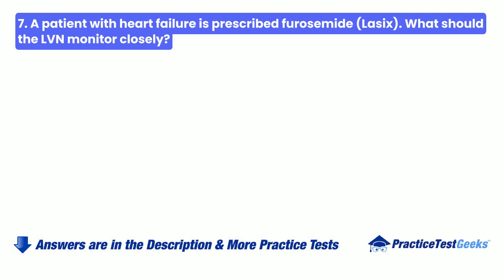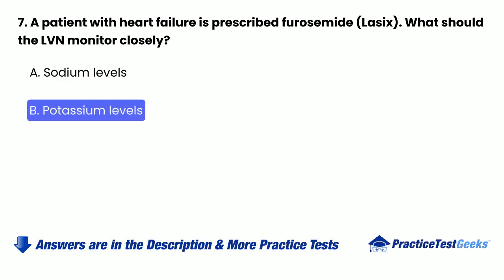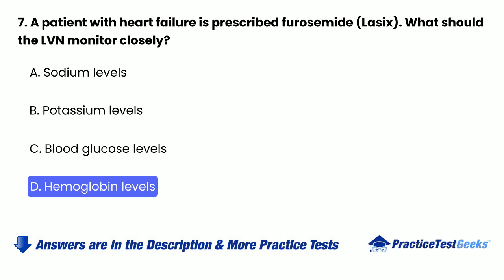7. A patient with heart failure is prescribed furosemide or Lasix. What should the LVN monitor closely? A. Sodium levels. B. Potassium levels. C. Blood glucose levels. D. Hemoglobin levels.